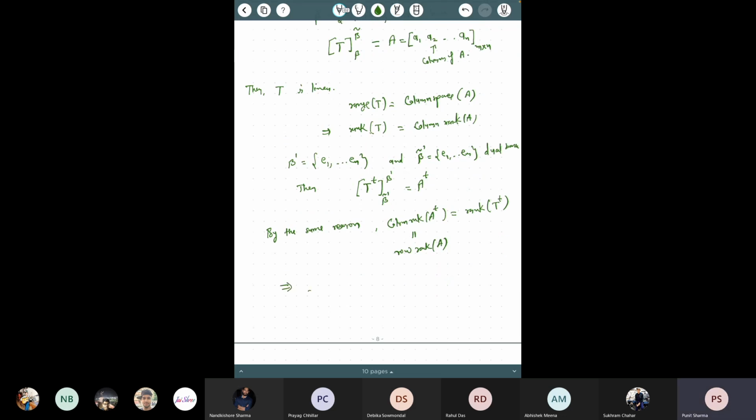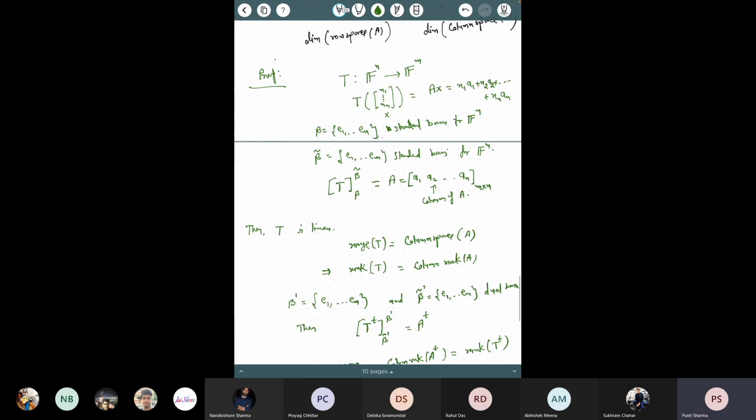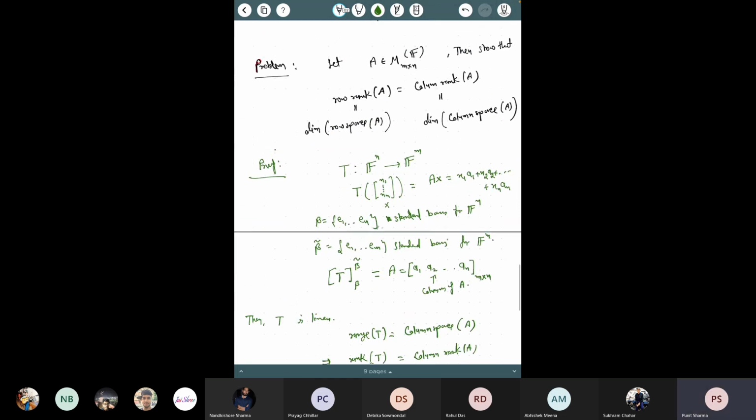Thus this implies that row rank of A, which is the same as rank of T transpose, but rank of T transpose is equal to rank of T, and rank of T is equal to column rank of A. So this is equal to column rank of A, because rank of T is the same as rank of T transpose. So this is another way to prove that for a given matrix, row space and column space have the same dimension.